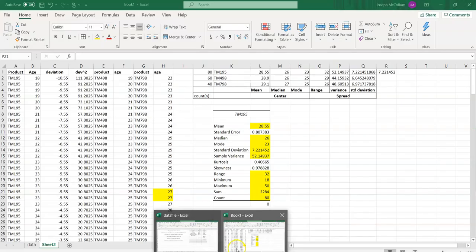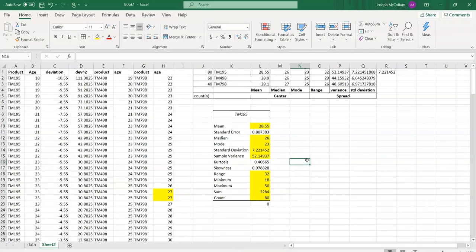And so we go back to the data we had. In this data set, we are looking at treadmills. And we're trying to come up with, in this case, for TM 195, a kind of structure for what's a typical age for a person buying this treadmill? What would be a young age? What would be an average age to buy this treadmill?